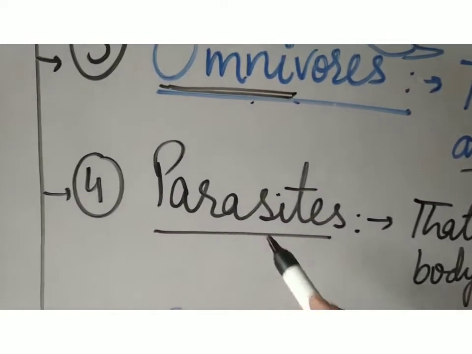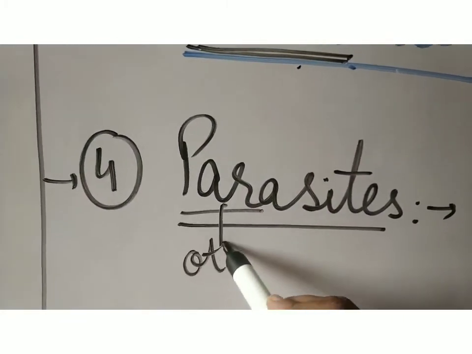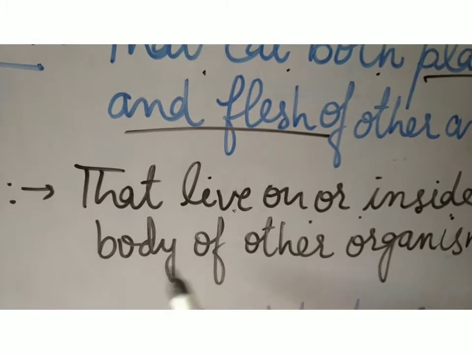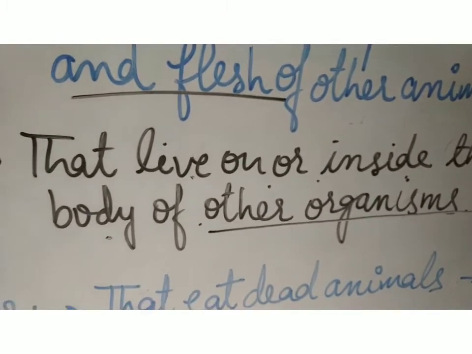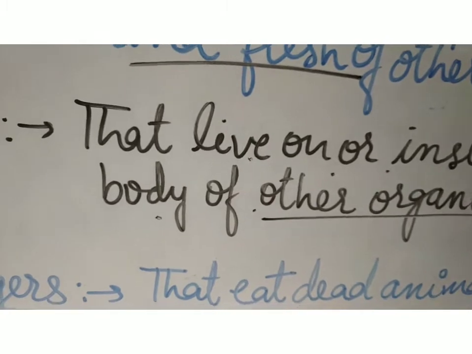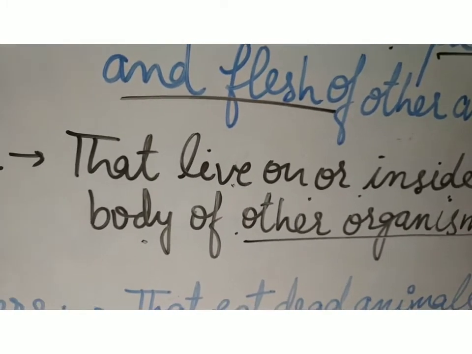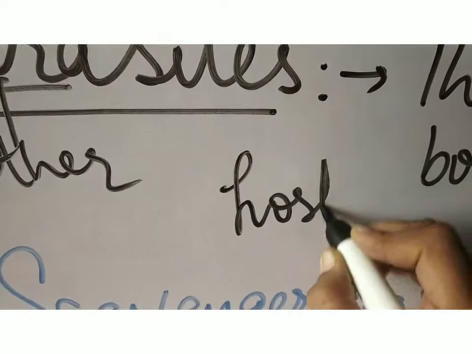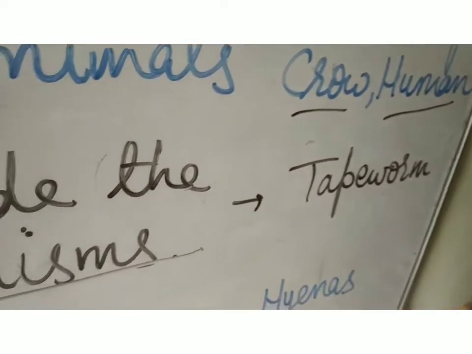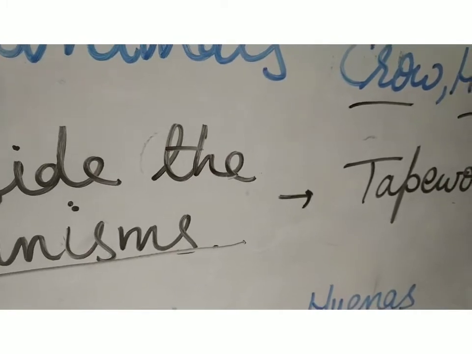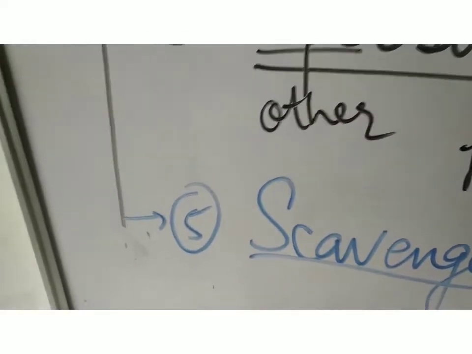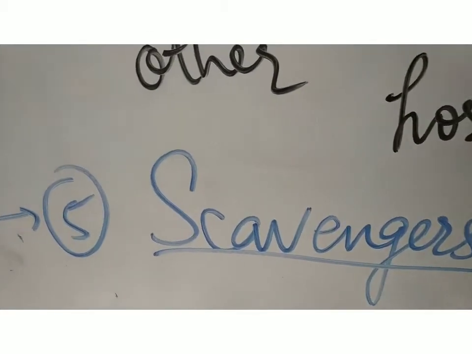The next category is parasite. Para means other. The animals that live on or inside the body of other organisms come into the category of parasites. Children, the organism from which parasites derive their food is called a host. Just like tapeworm. Other than that, ticks, fleas, leeches and bed bugs are also parasites.